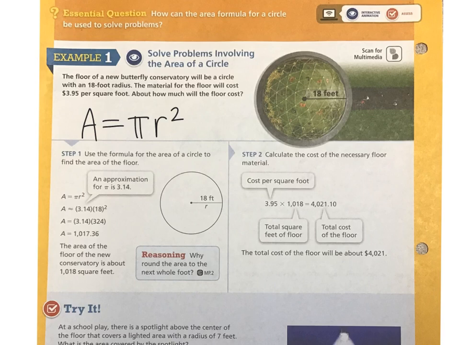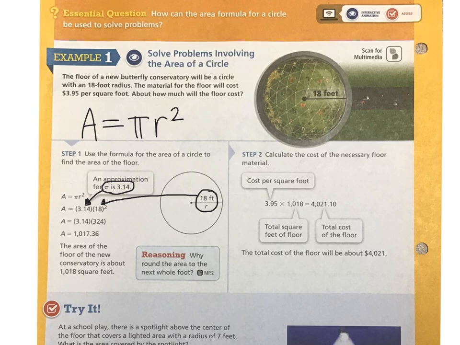In this problem, we're going to use the approximation that pi is equal to 3.14. So we substitute that into the formula for pi. Next, we have to know the radius of the shape, in this case, the butterfly conservatory, in order to know what to put in place of r. In the sketch over here on the right, you see that the radius of that conservatory is 18 feet. So that goes in place in the equation there.